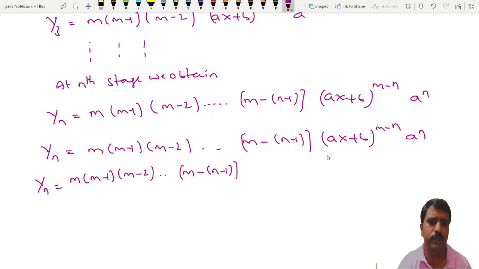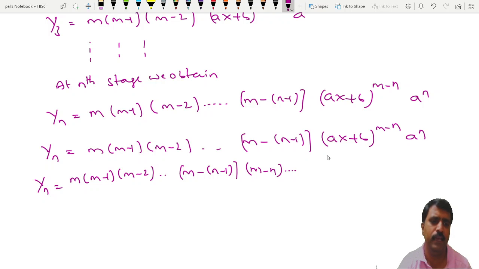The number subtracted from m is always increasing by 1. Here we have 1, here 2, m minus 2, next m minus 3 has come. So similarly, if here it is m minus n minus 1, this number should be 1 more than this, so it should be m minus n. If I write this m minus n, I keep multiplying the factors, m minus n, m minus of n plus 1, like that you write.